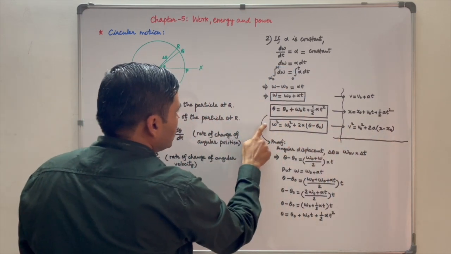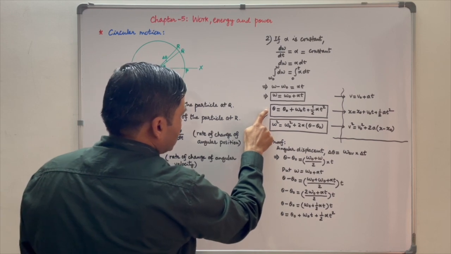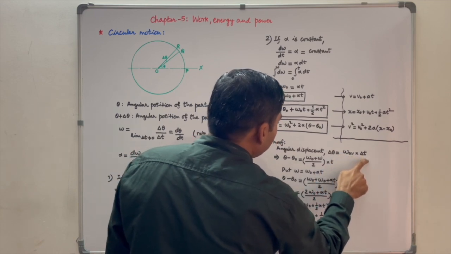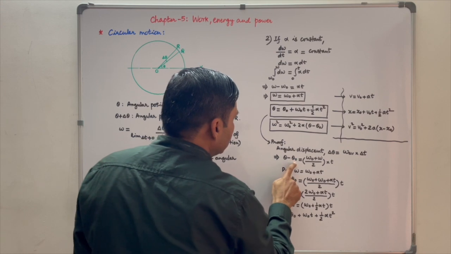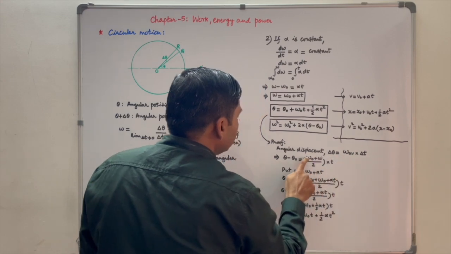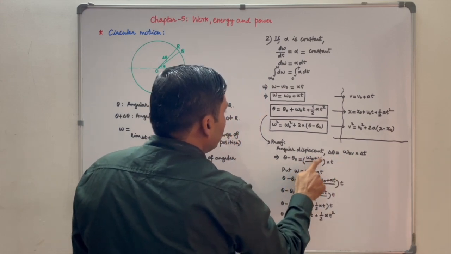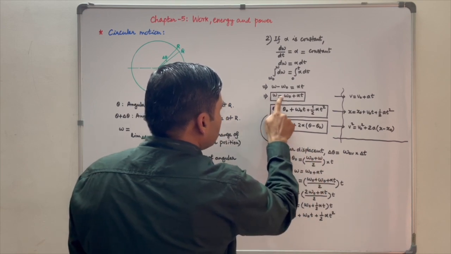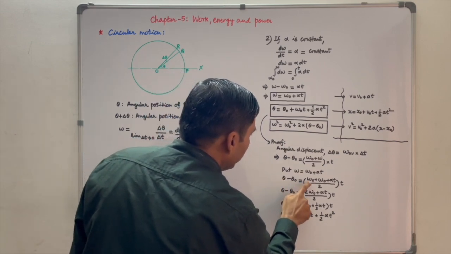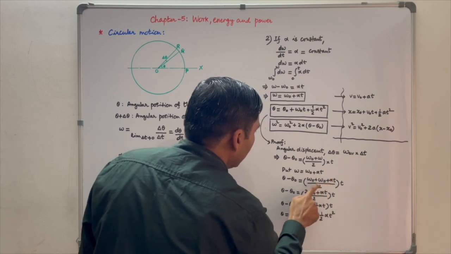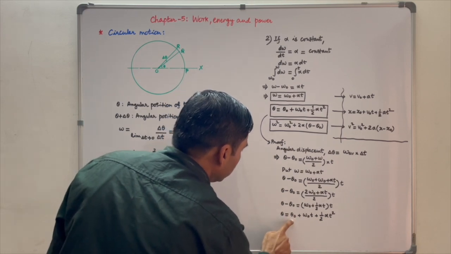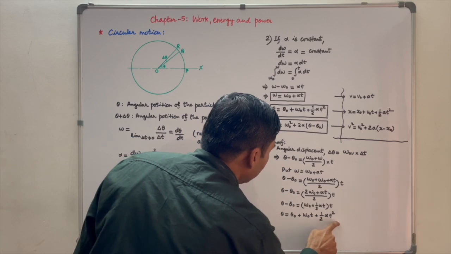Let us see proof of these two equations. Proof of this equation first. Angular displacement delta theta is equal to omega average into delta t. Delta theta is theta minus theta 0, and delta t is t minus 0. Omega average is omega 0 plus omega upon 2. Put the value of omega from first equation. Omega is equal to omega 0 plus alpha t. So it will be theta minus theta 0 is equal to omega 0 plus alpha t upon 2 into t. On simplification, it will give theta is equal to theta 0 plus omega 0 t plus half alpha t square.